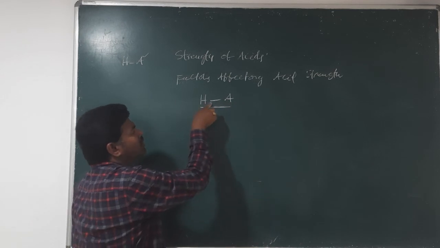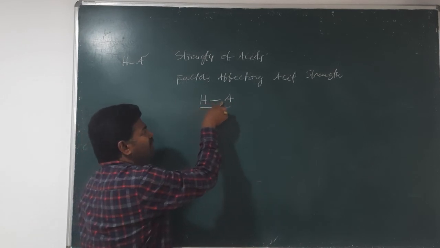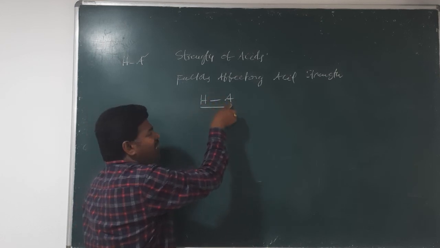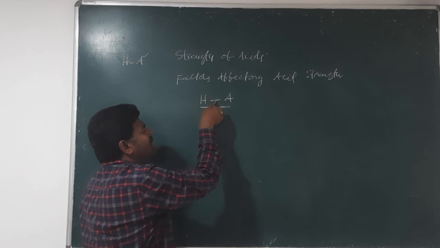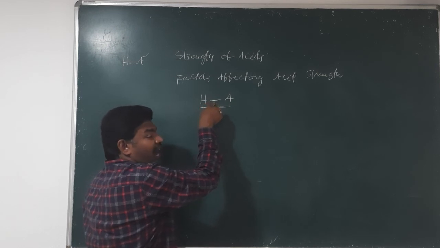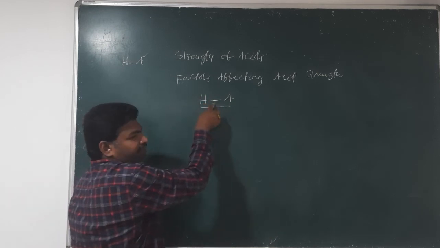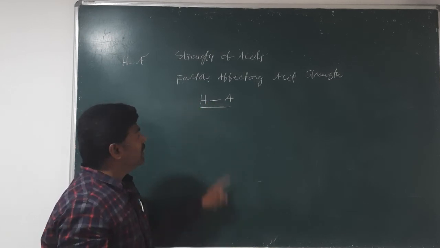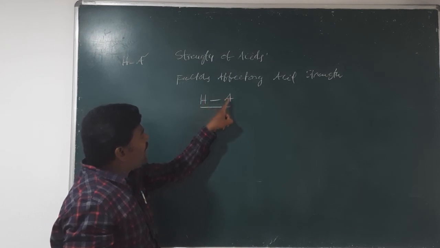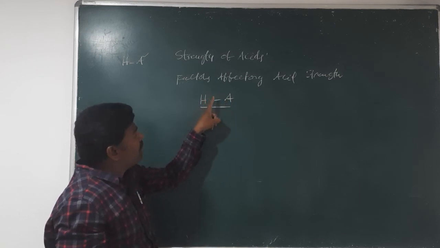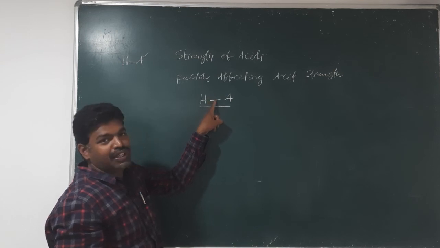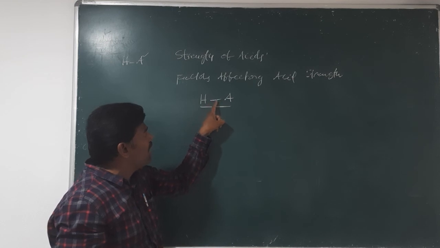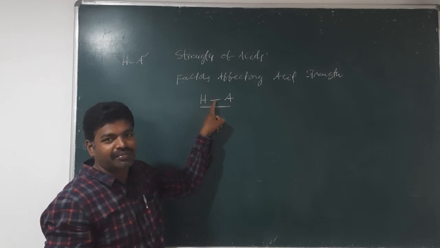Already I told you, the extent of dissociation of the bond between the hydrogen and atom A depends on the strength of this bond and the polarity of this bond. I repeat, the dissociation of the acid depends on the strength of this bond and the polarity of this bond.